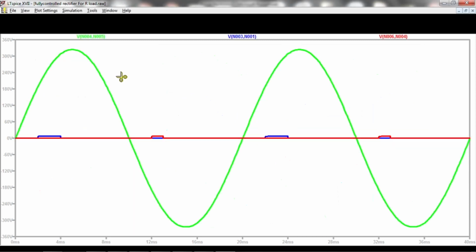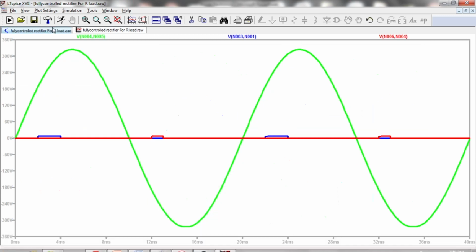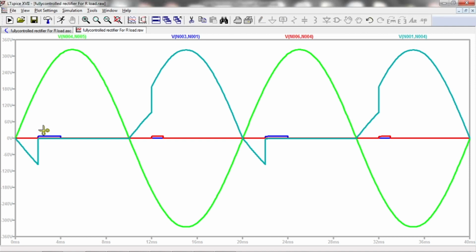I can show you the load voltage. Only I will show you the load voltage to you. So where should we get the load voltage? Here. Load voltage. See, load voltage.